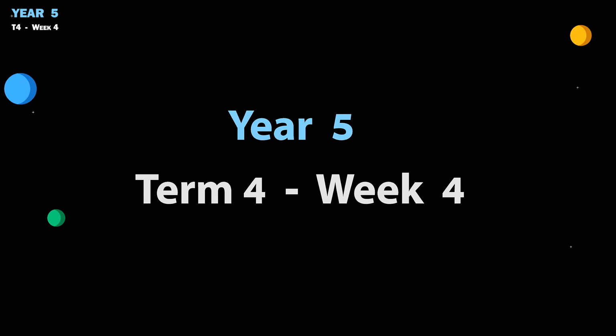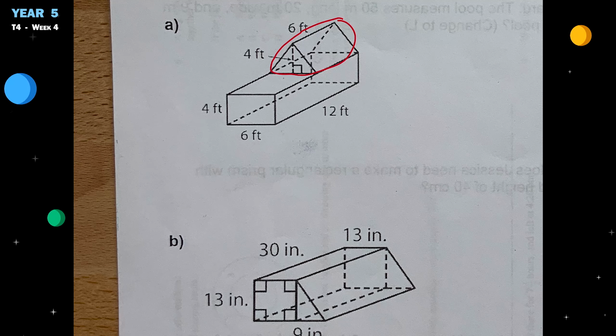On page 7, we've got volumes. Question 1 says, find the volume of the following solid. All I'm going to do is find the volume of each piece, this top piece, and then find the volume of the bottom piece and add it together.